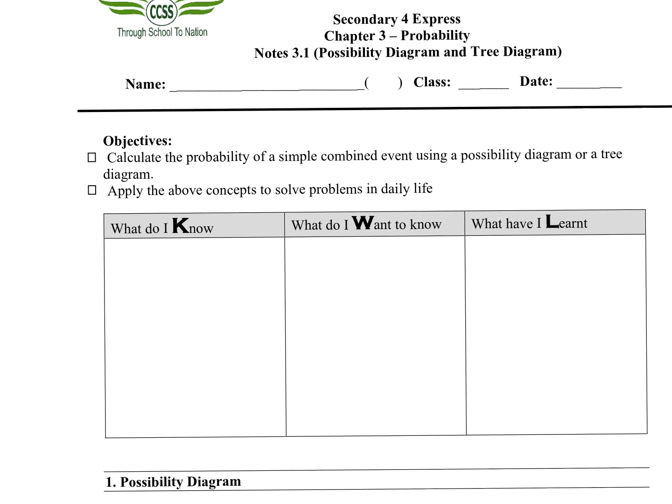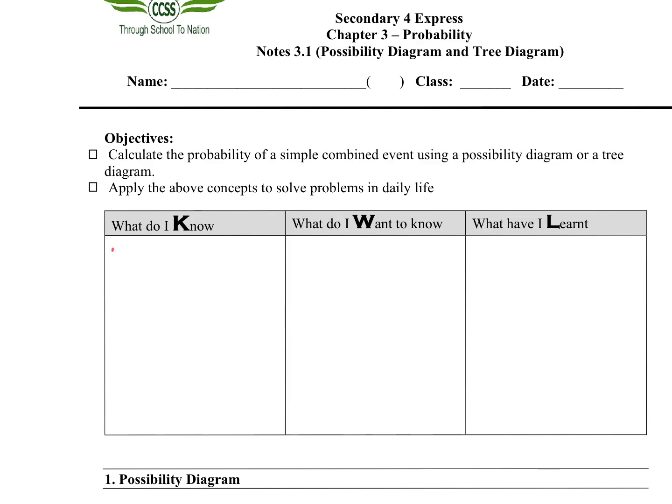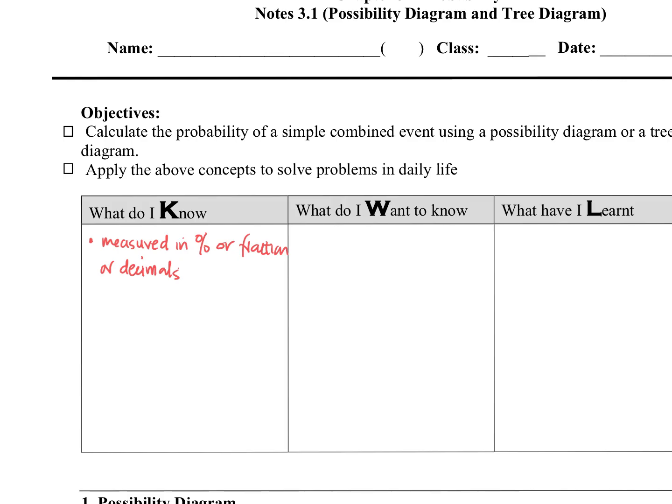Percentage. Okay, probability can be measured in percentage or fraction or decimals. Okay, that's true. What else do you know about probability? What else do you know about probability? You learned before.